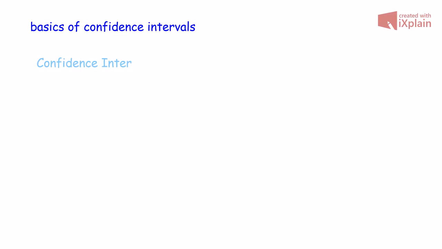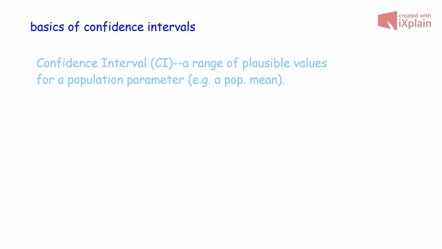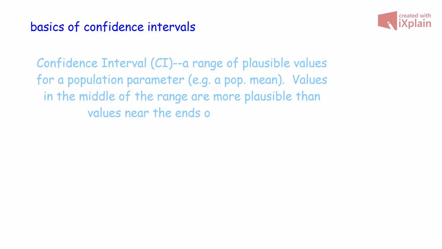Now we're going to talk about the basics of confidence intervals. A simple definition of a confidence interval is that it is a range of plausible values for a population parameter. For example, maybe it's a range of values for a population mean. It's important to remember that the range of values are not equally plausible. Values in the middle of the range are considered more plausible than values at the ends of the range.